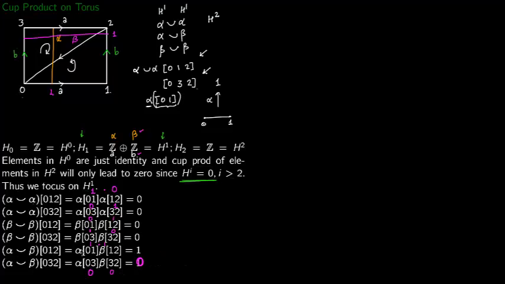So this is the generator. So the generator is in this triangle 0 1 2. So the generator is right here in this triangle. So this is our generator of H2, which is the integers.